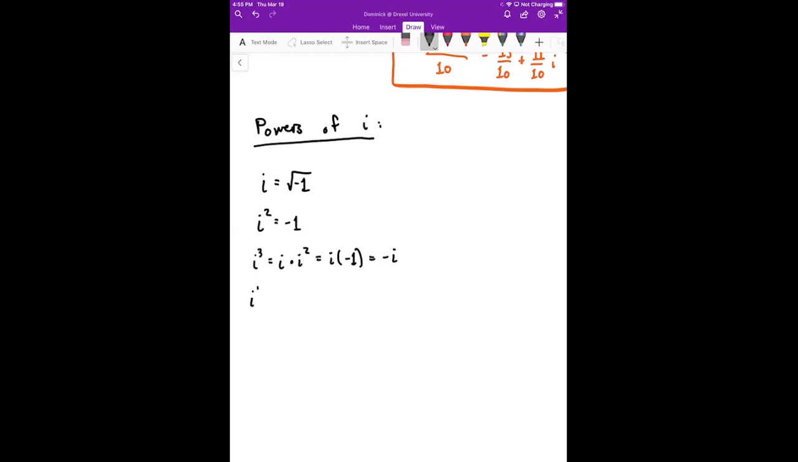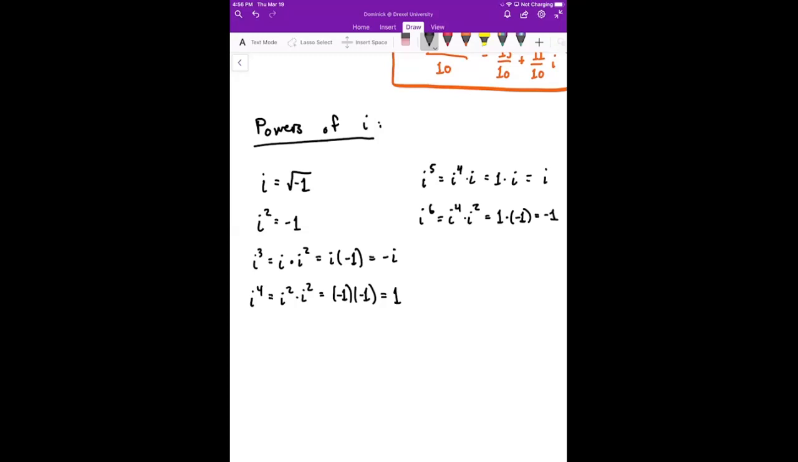All right, so that's interesting. And for i to the fourth, we could write that as i squared times i squared. So that's -1 times -1, which is +1. Now, if we look at i to the fifth, that's i to the fourth times i, which is just 1 times i, which is i. So hopefully you can start to see the pattern here. Then, of course, what's i to the sixth? Well, that's i to the fourth times i squared. So that's 1 times -1.